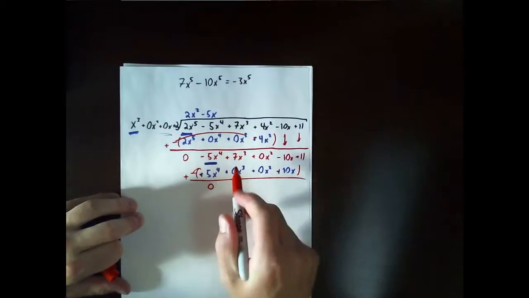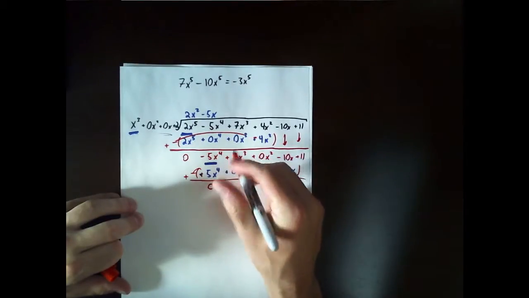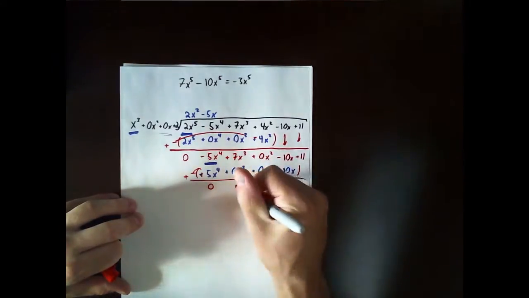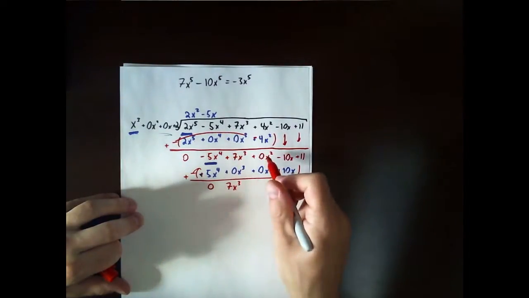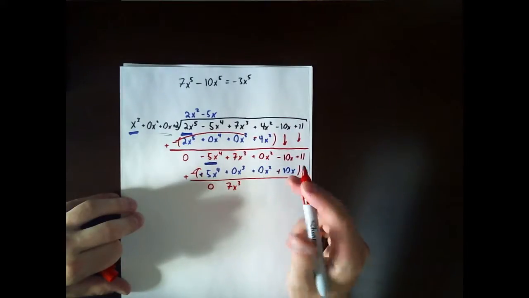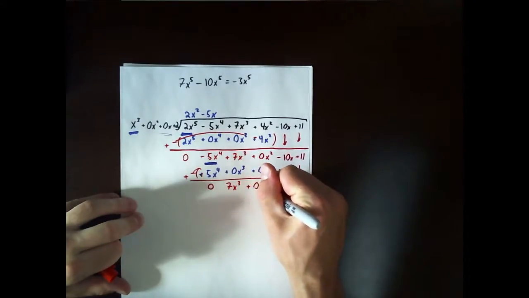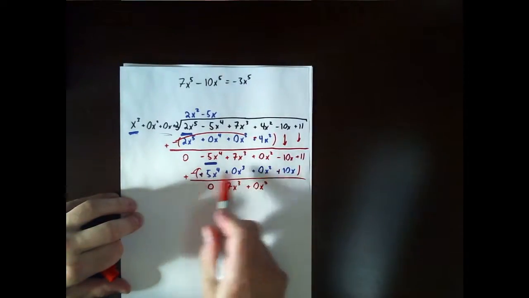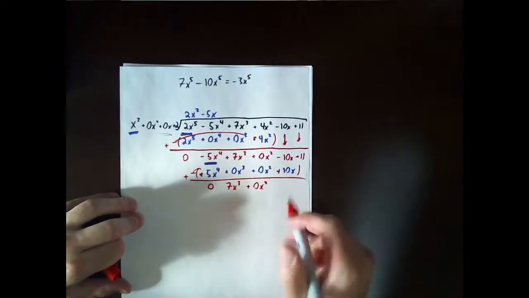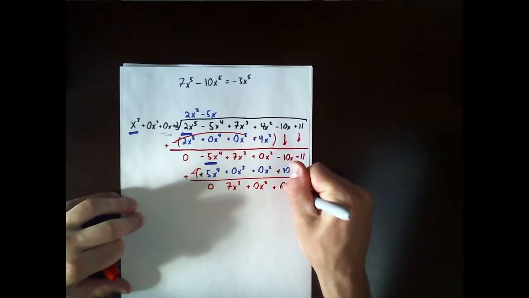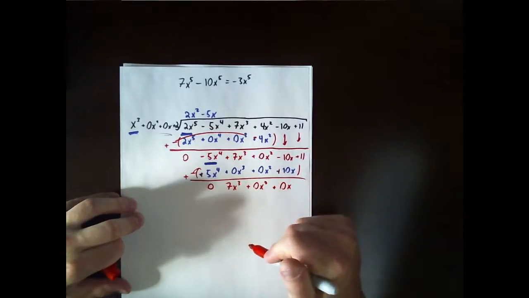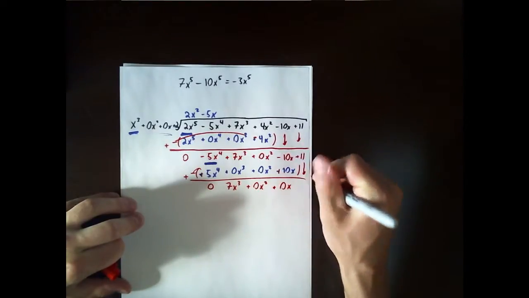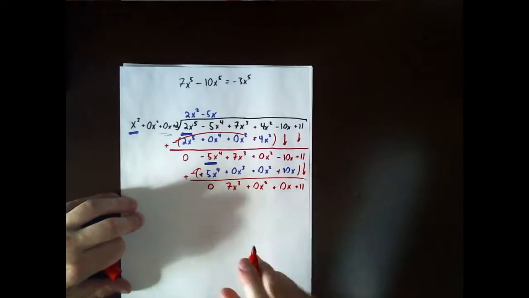This 7x cubed just gets brought down because it's just being added to 0. So I'm going to have a 7x cubed here. This is still going to be a 0x squared, so plus 0x squared. I'm going to keep this in here as a placeholder. And then this negative is going to distribute here and make this a positive, so this is also going to just become 0. And then this 11 over here is going to be brought down. So this is what we're looking at now.